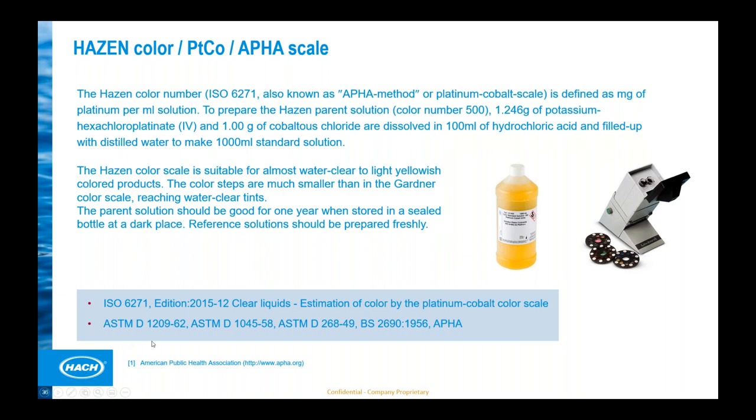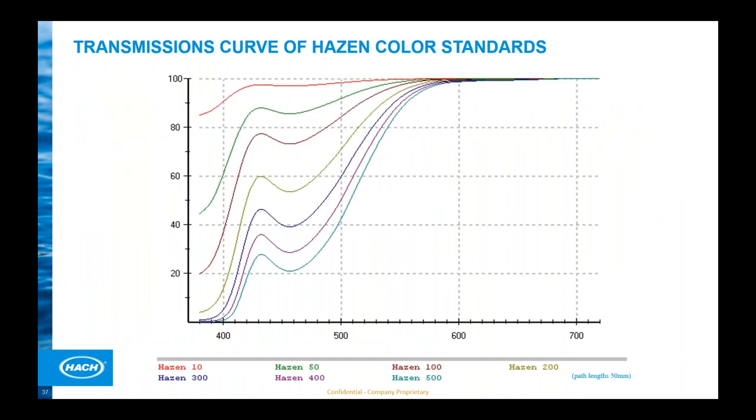There are also some other ASTM standards related to that. Just the difference is sometimes in the path length of the sample, which is then different to distinguish more light colors or to evaluate more strongly colored samples. And if the sample is more colored than the Hazen color, the Gardner color should be used. Here you can see some transmission curves of Hazen standards, the platinum cobalt standard, Hazen standard 10.